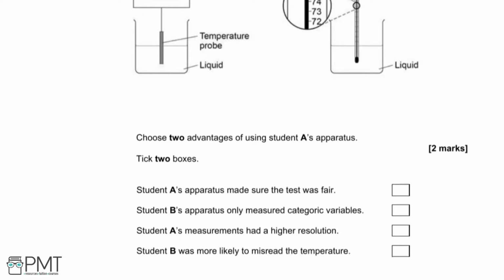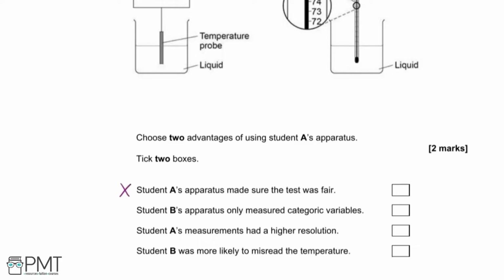Is it because student A's apparatus made sure the test was fair? So, a fair test normally refers to control variables. For example, in this experiment you would need to make sure the temperature of the room was constant. A fair test doesn't normally refer to how you would measure a variable, so I don't think that's the answer.